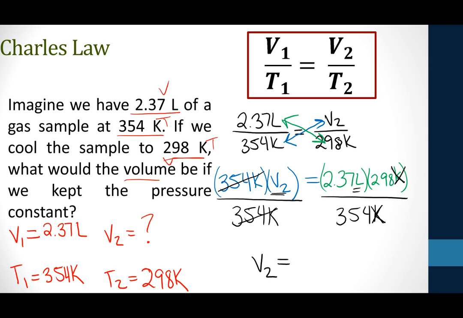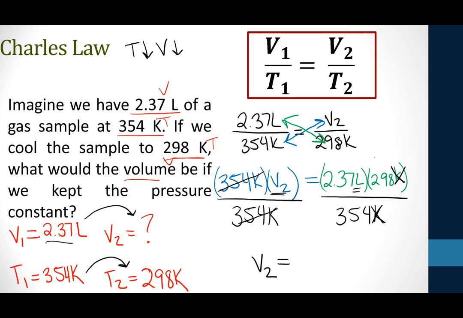Before I plug this into my calculator, I can predict what V2 is going to look like. So let's do that real quick. So here we see that temperature decreases. So what would we expect volume to do? Well, we would also expect volume to decrease. So after plugging this into our calculator, V2 should be something less than 2.37.